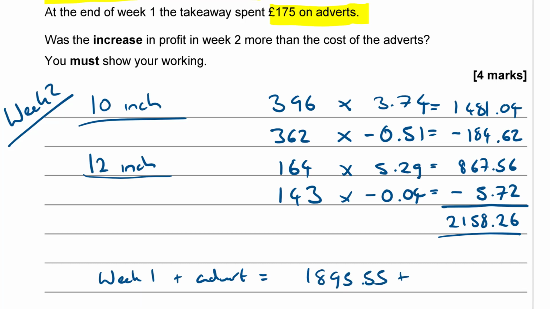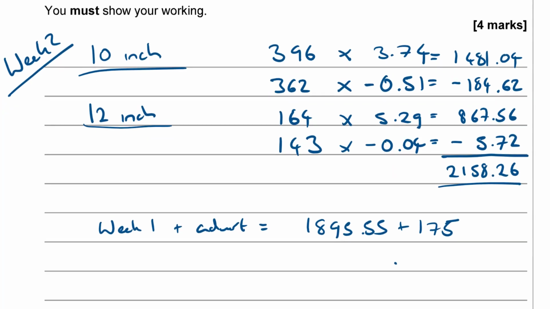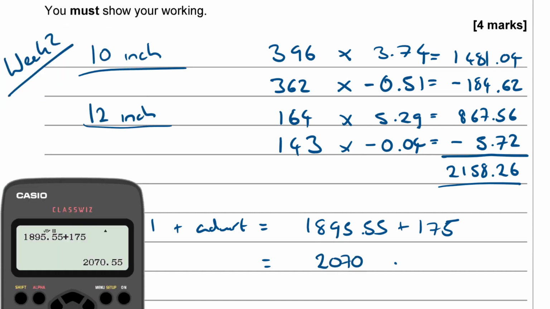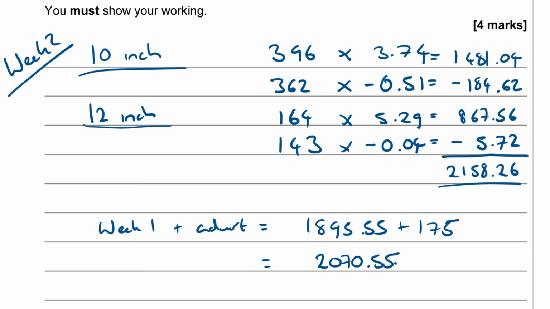£1,895.55 plus 175. You should always write down what you're going to type into the calculator. So I'm going to type that into the calculator. 1895.55 plus 175. That comes to a total of £2,070.55. And you can see then, so the amount of money that they made in week 2 was a little bit more than that then, wasn't it?